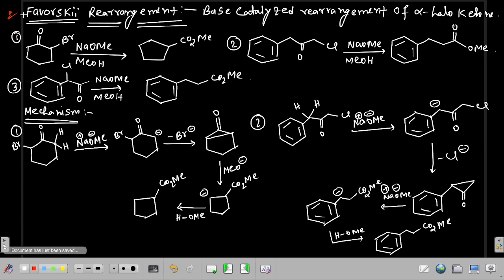Our next rearrangement reaction is Favorskii rearrangement reaction. This is a base catalyzed rearrangement reaction of alpha haloketone. This is alpha haloketone, this ketone. So in the alpha position of the ketone, some halo group will be present. In presence of sodium methoxide as a base, it will undergo ring contraction, like 1,2 shifting, and it leads to the formation of ester. This is also the same, this is another example and this is another example. Now we will see the mechanism of these three reactions.